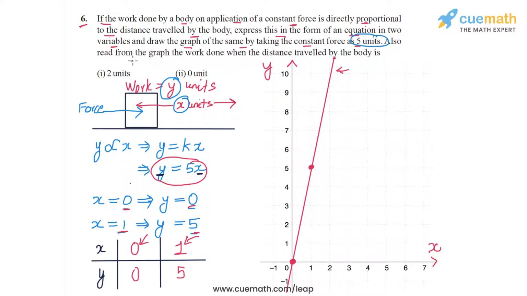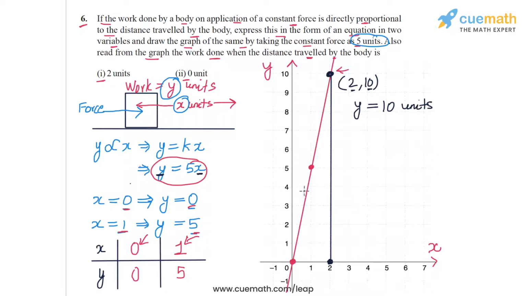Now we were also told to read from the graph the work done when the distance traveled by the body is 2 units and 0 units. When the distance traveled is 2 units, x is equal to 2, and the corresponding point on the graph is this point here, which is (2, 10). So for x equal to 2, y is equal to 10. The work done will be equal to 10 units if the distance moved is 2 units. And that solves part 1.